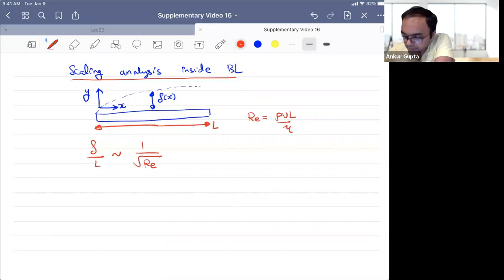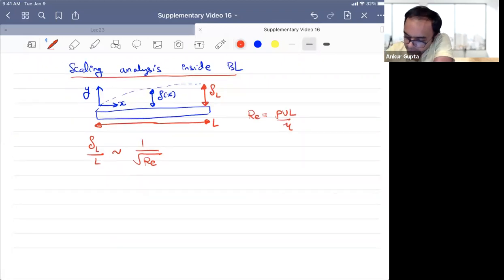But then we also noted that this assumes that the length is L. What if we say the length is x? Because we know that the boundary layer actually changes with x. To clarify this, for the purpose of this video, I'll write delta of L, which means the boundary layer thickness at distance L from the beginning of the plate. But we can also have delta of x, which is denoted as delta subscript x.